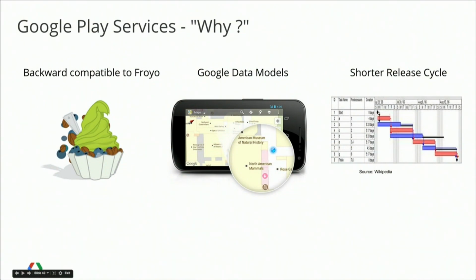So we moved to Google Play services. Why did we do that? 3 reasons. One is that it's backward compatible to Froyo, so it gives us hundreds of millions of devices for free. The second reason is that we have a bunch of indoor floor plans, indoor data models. So we have the potential of using these floor plans and data models to enhance the APIs, to add more context, to add more features so that all the indoor features work very well.